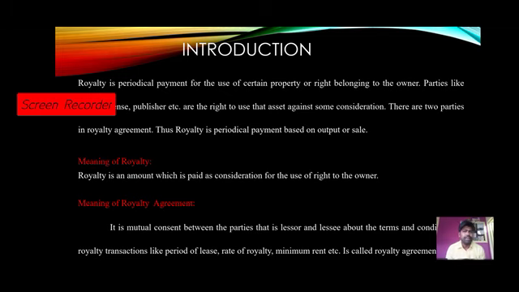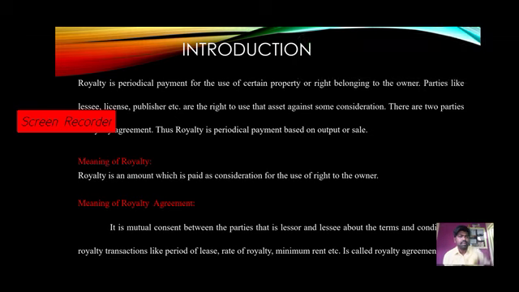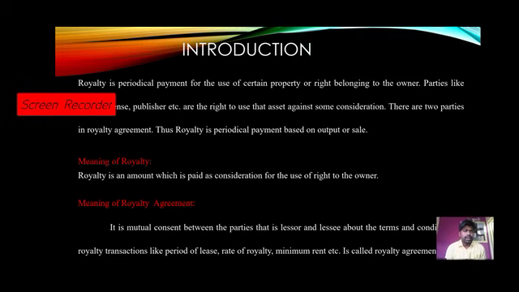There are two parties in a royalty agreement. Royalty is a periodical payment based on output or sale. In royalty, there are a minimum of two parties to make the agreement. Royalty payment is based on the output or sale of the units. The periodical payments may be monthly or yearly, made by the lessee to the lessor.